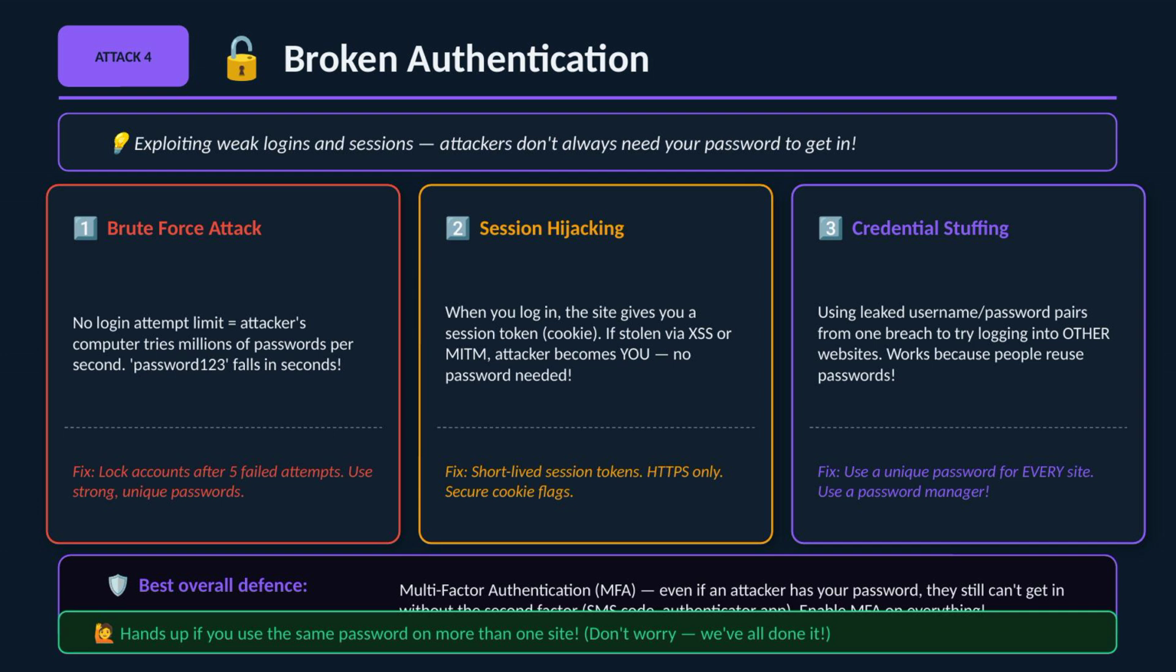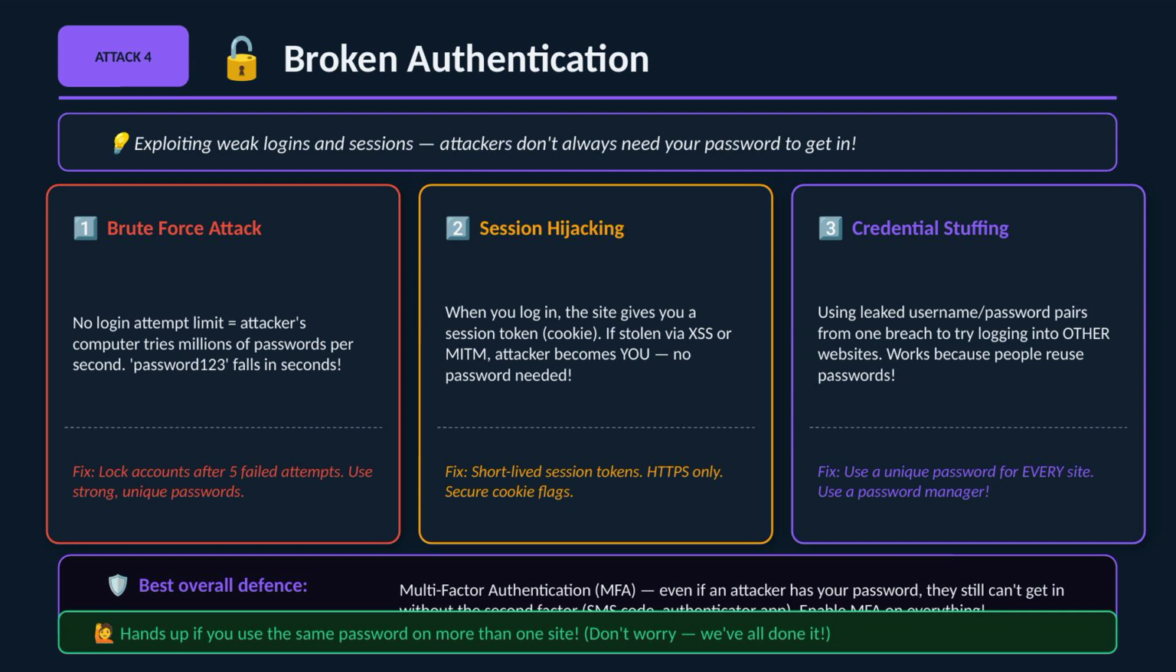Second, session hijacking. When you log into a website, it gives you a session token, a special cookie that says this is a logged-in user. If an attacker steals this token through XSS or a man-in-the-middle attack, they can pretend to be you without needing your password at all. Third, credential stuffing. Hackers take username and password pairs leaked from one breach and try them on other websites. This works because so many people reuse the same password everywhere.